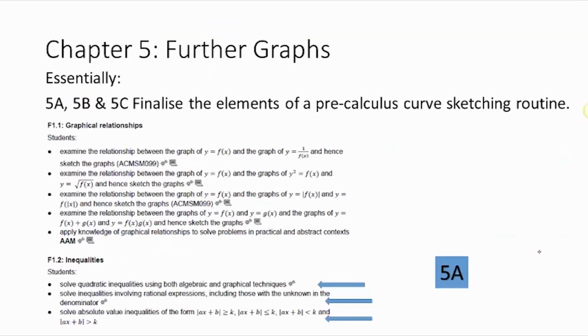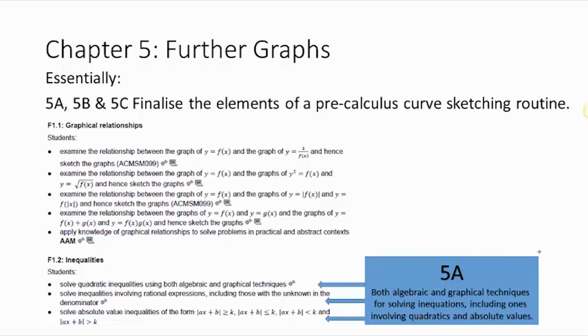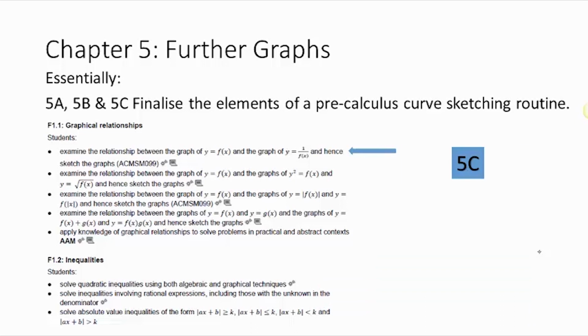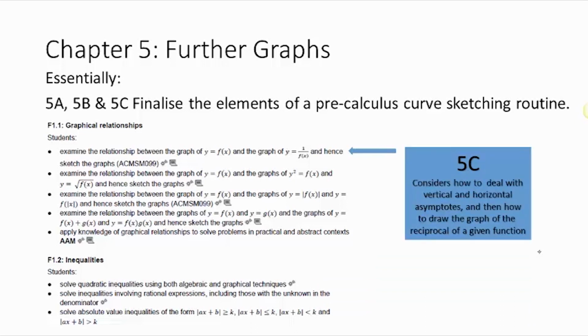So let's look at what we're covering. Here is the extension 1 functions topic, and 5a goes through the inequalities section, F1.2. So we've got algebraic and graphical techniques for inequations. We've got quadratic inequalities and absolute value inequalities. 5b talks about tables of signs to look at the zeros and the discontinuities in that function in order to solve inequations. 5c looks at vertical and horizontal asymptotes and then uses that knowledge to help us draw the graph of a reciprocal of a function that we've already got.